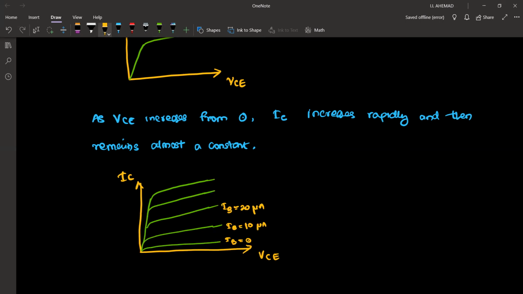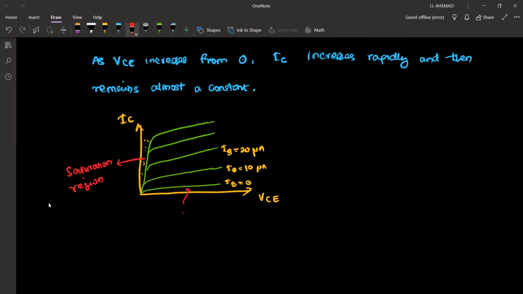Now in this graph, this region we call the saturation region. And the region below IB equal to 0, that is the cutoff region. And the area between these lines, this region over here, is the active region.